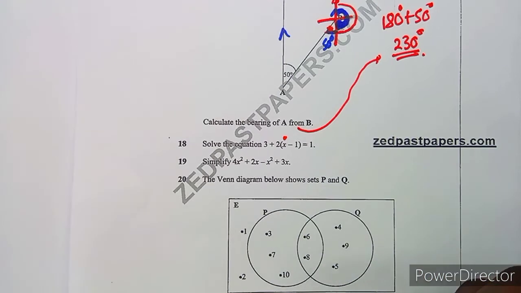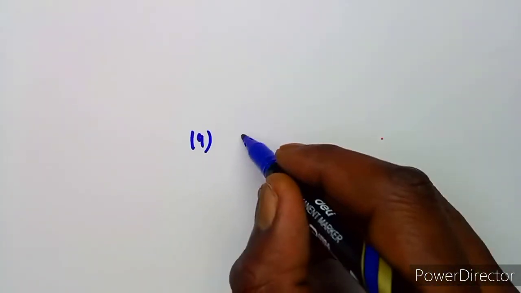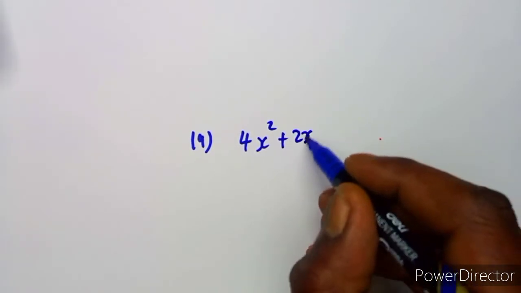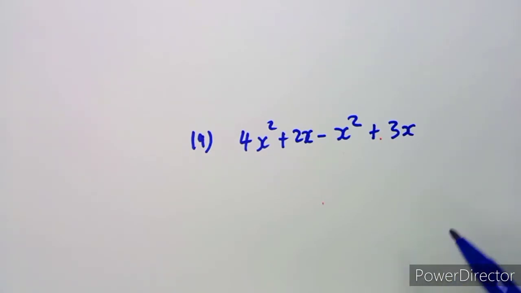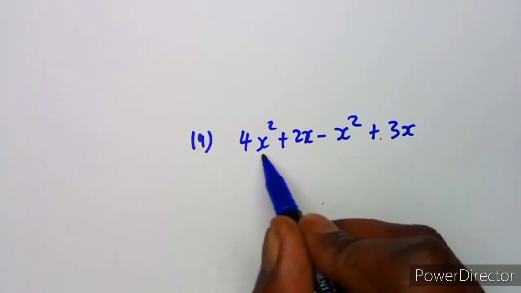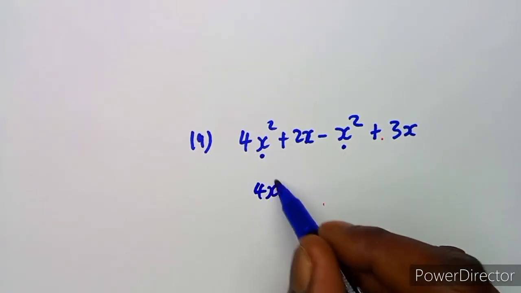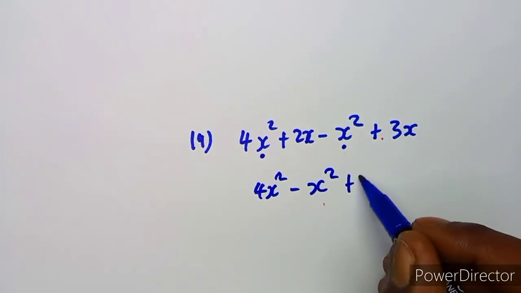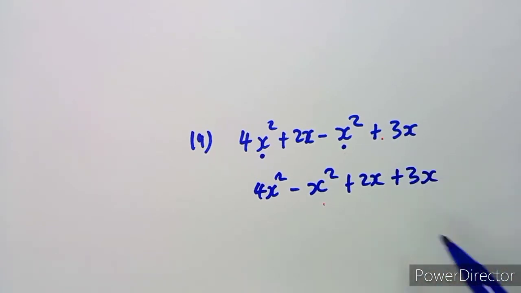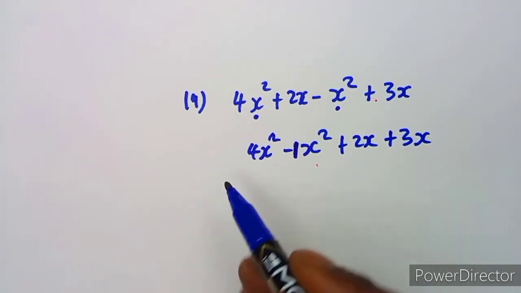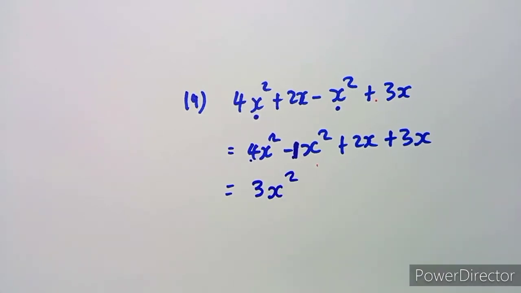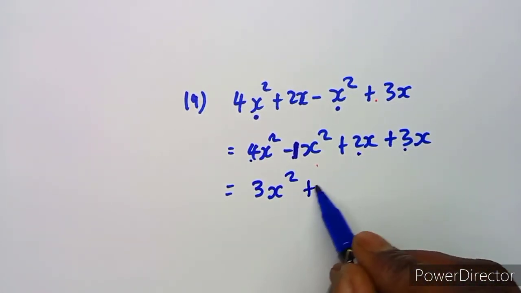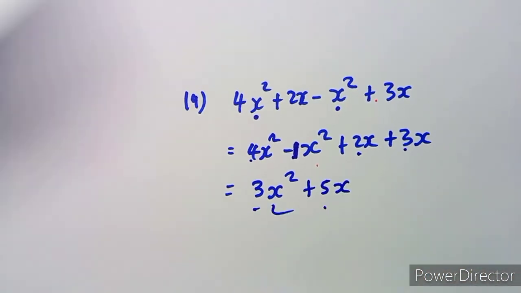Okay, number 19, you're asked to simplify the given expression, which is 4x squared plus 2x minus x squared plus 3x. So how do I simplify? I just need to collect like terms. Remember how you simplify. That's x squared and x squared, which is 4x squared minus x squared, plus 2x plus 3x. So this is just like 1 here minus 1. So you can clearly see that you're subtracting 4 minus 1, which is 3x squared, and this is 2 plus 3, which is 5x. So these are like terms, just add like that.